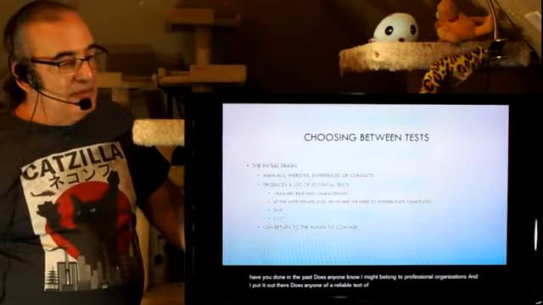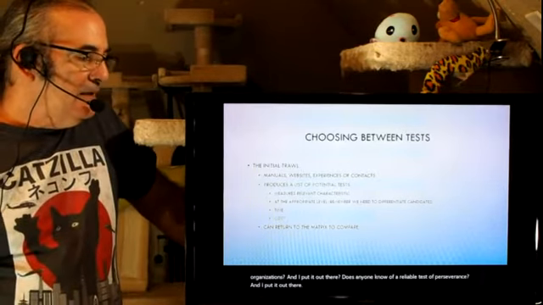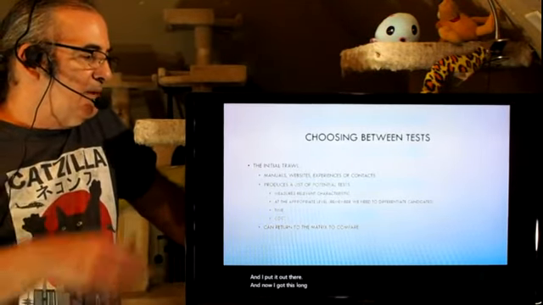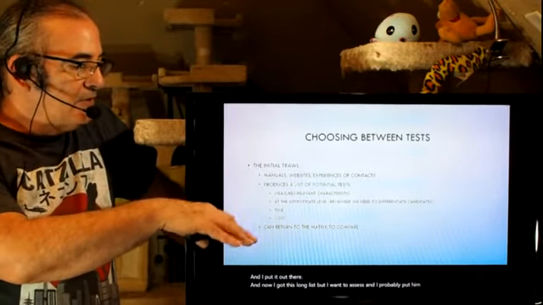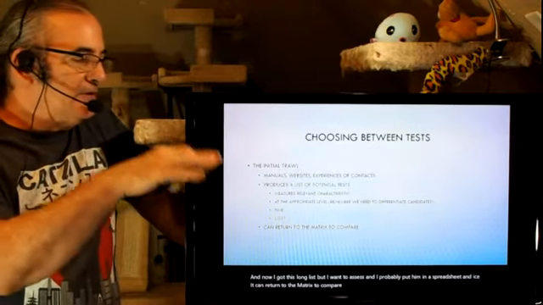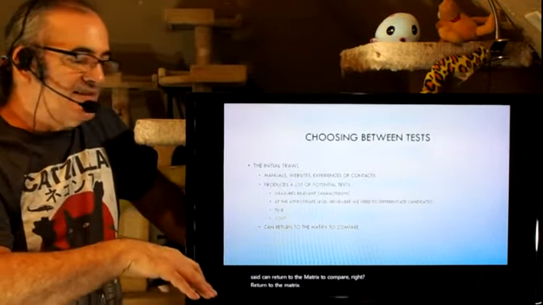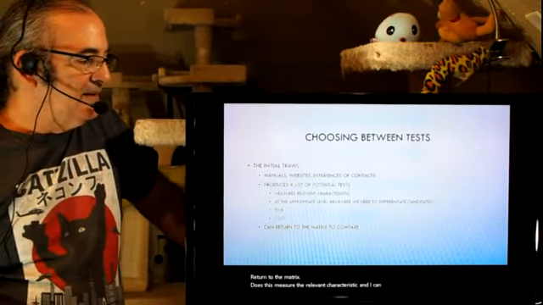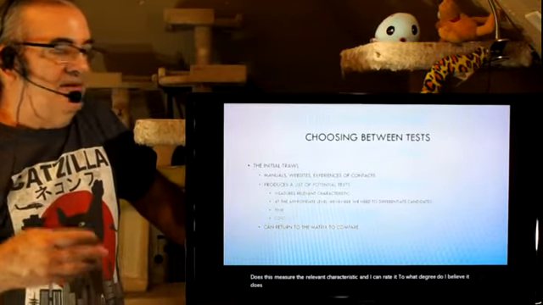Right, and I put it out there. And now I got this long list. What I want to assess, and I probably put them in a spreadsheet, is to return to the matrix to compare, right? Return to the matrix. Does this measure the relevant characteristic? And I can rate it. To what degree do I believe it does? At the appropriate level, right?